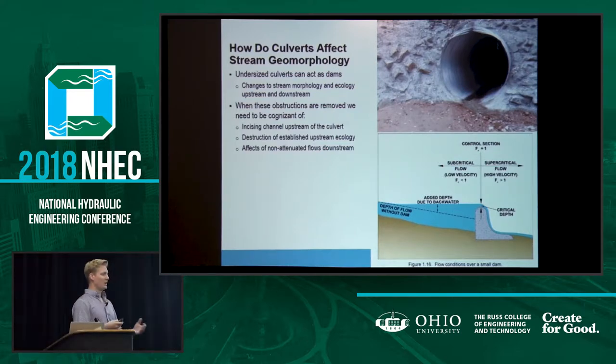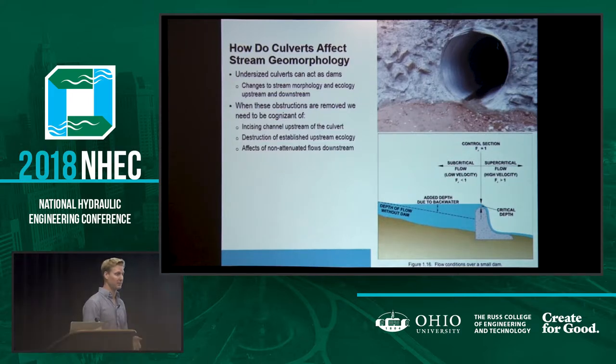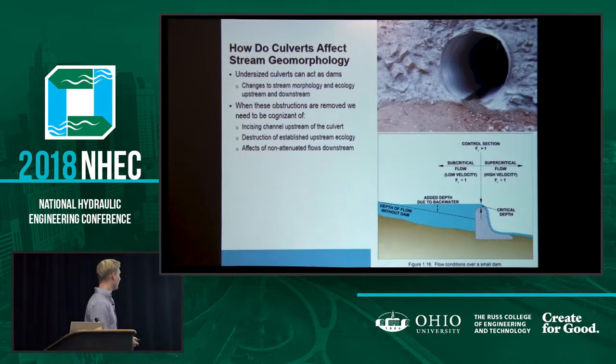Say you're going to go in and replace something like this. This is probably an undesirable condition. We need to think, if we replace this, are we suddenly going to see incising upstream? Are we going to damage the upstream or downstream ecology in the system? If that's a concern for your setting, and particularly in the Pacific Northwest, I know that's a big concern, think about fish passage and other things, even wetland impacts or good vegetation. You're going to change that. And then, with these flows no longer being attenuated, what's that going to do to the downstream infrastructure?